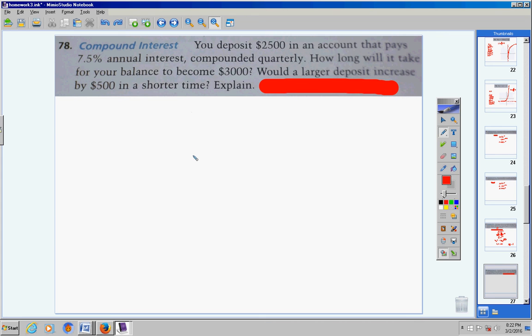All right. So my formula is going to be A equals P parentheses 1 plus r over n, to the nt. Now let's fill in what we know. We know my principal is 2500. That's what I'm starting off with. And we know we want to end with 3000. My rate is 0.075. And it's compounded quarterly, correct?